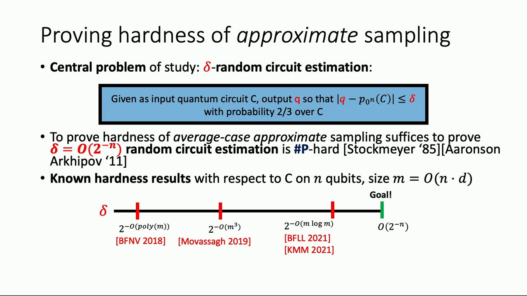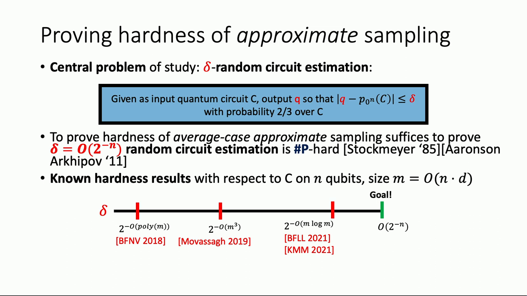We showed exactly computing the output probability of most random circuits was hard. It turns out that you can go back and retrace our steps, which is what Movassagh did, and you actually get that the delta we end up showing is something like 2 to the minus O of M cubed. Now, M here is the size, the number of gates of the circuit. I'm always going to think about it as scaling like N times the depth. N is the number of qubits, D is the depth of the circuit, M is N times D, okay? So in our original work, we didn't even bother saying what it was. We were just like, it's 2 to the minus some poly of M.